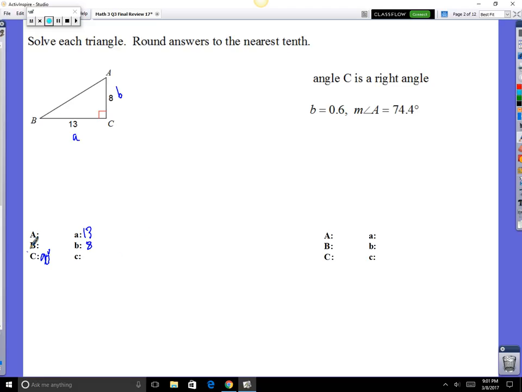So we need to find 2 angles and one side. One side's going to be easy. Just go 8 squared plus 13 squared equals c squared. Use Pythagoras Theorem. That's going to simplify to a 64. 13 is 169.